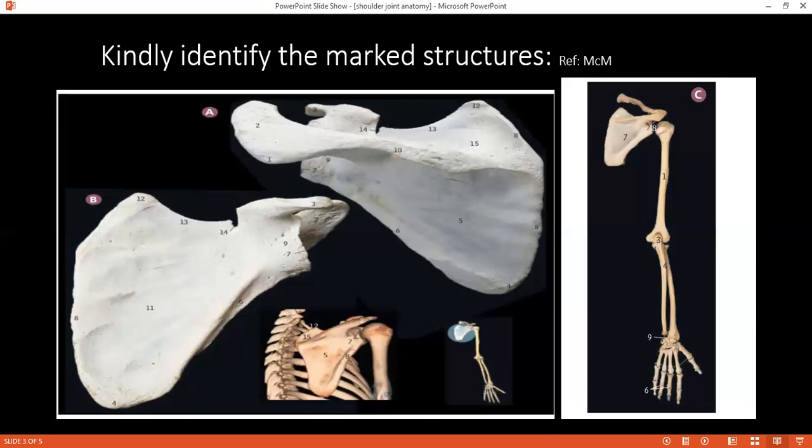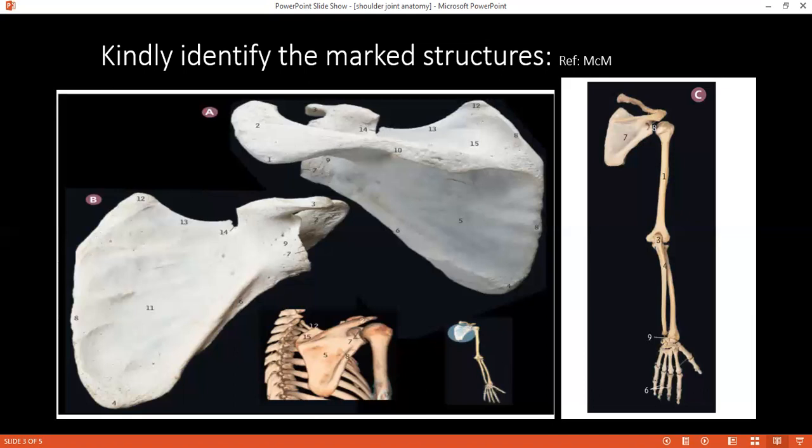What are their origin and insertions and their nerve supply, please? Supraspinatus originates from supraspinous fossa on the dorsal surface of the scapula. Infraspinatus from infraspinous fossa on the lower dorsal surface of the scapula, and they both are inserted into the greater tuberosity, of humerus. Yes, and their nerve supply, please. Nerve supply is by the suprascapular nerve. Very good.